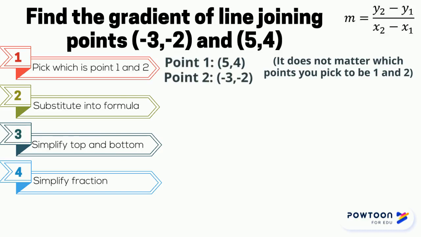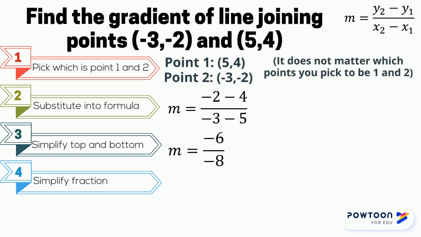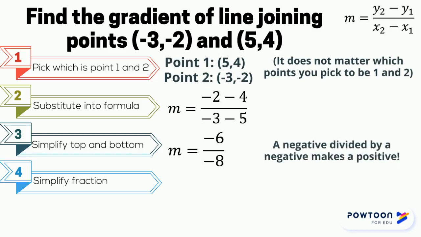Our formula is y2 minus y1 over x2 minus x1. We're going to use our points to substitute those in. So y2, -2, minus y1, so minus 4, over x2, so -3, minus x1, so minus 5. When we simplify the top and bottom, it becomes -6 over -8. Now remember, a negative divided by negative just makes a positive number, so we can look at it as 6 over 8. And then last step is always simplify your fraction, so our gradient is 3 over 4.